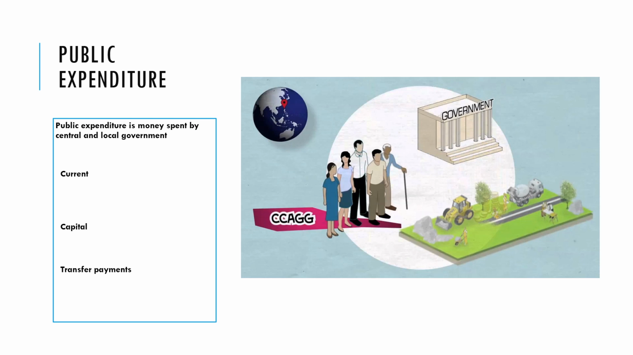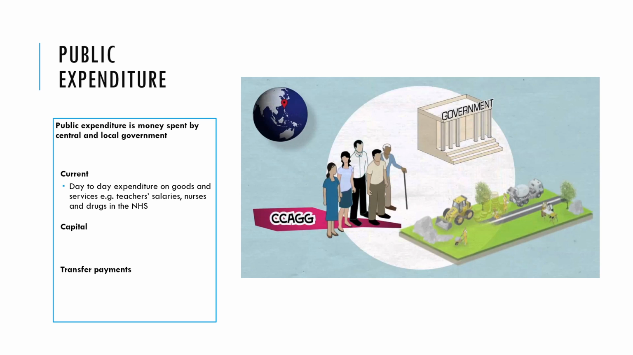The first type of public expenditure, or government spending, we call current. That's day-to-day spending that's required to provide public goods and services, things like teacher salaries to provide education, nurses and drugs to provide healthcare services. So this is current spending that is made on a day-to-day basis to keep public services running.